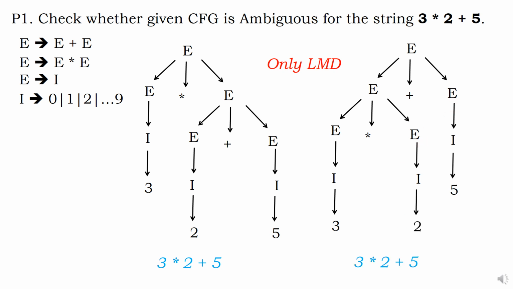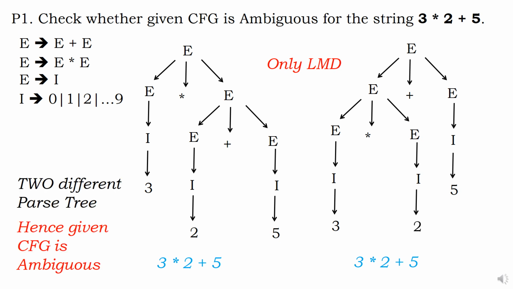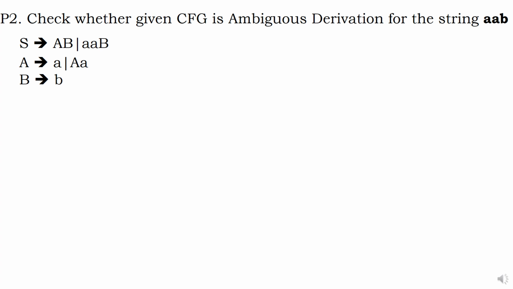Now what is the yield? The same, 3 * 2 + 5. The yield is the same, and the grammar is the same, but I am getting two different parse trees for the same LMD itself. Two different parse trees. Hence the given context-free grammar is ambiguous. Let us see one more problem.